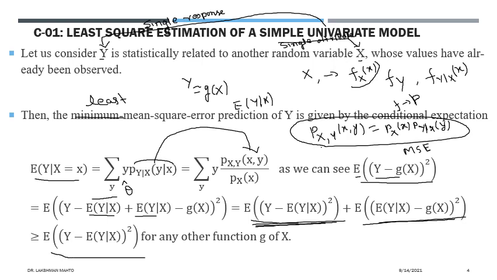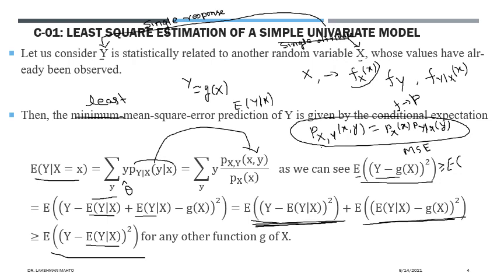That means if you take the estimate as a conditional expectation, the error you get with respect to that would be the least error with respect to any arbitrary estimate. You can observe that here. This one is with respect to any arbitrary estimate g, and this would always be greater than or equal to the mean square error with respect to this conditional expectation.